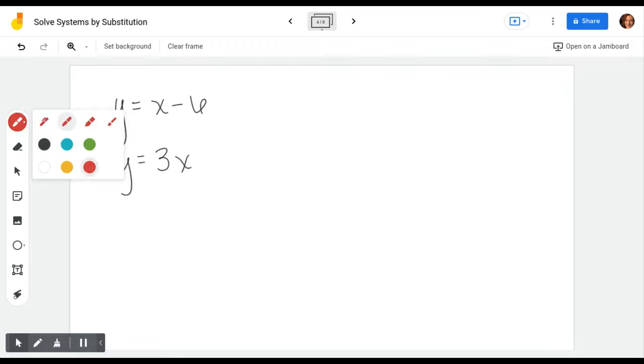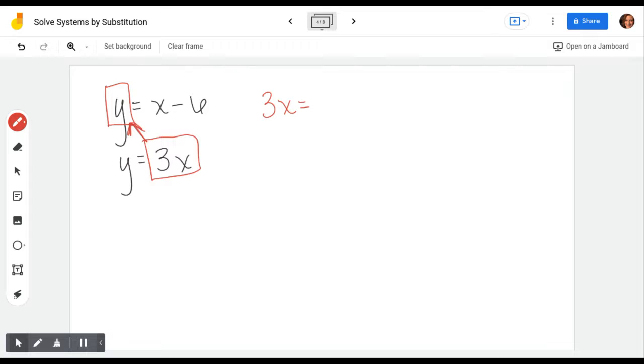So you want one of the equations at least to have a variable by itself. Both of these are already solved for y. So what I'm going to do is I'm going to replace or exchange the y in one equation with that expression from the other. So I'm going to rewrite that top equation, but instead of saying y equals, I'm going to say 3x equals. And then write the rest of it, x minus 6. So all I did was I took that top equation, I pulled out the y, and I replaced it with the 3x from the second equation.